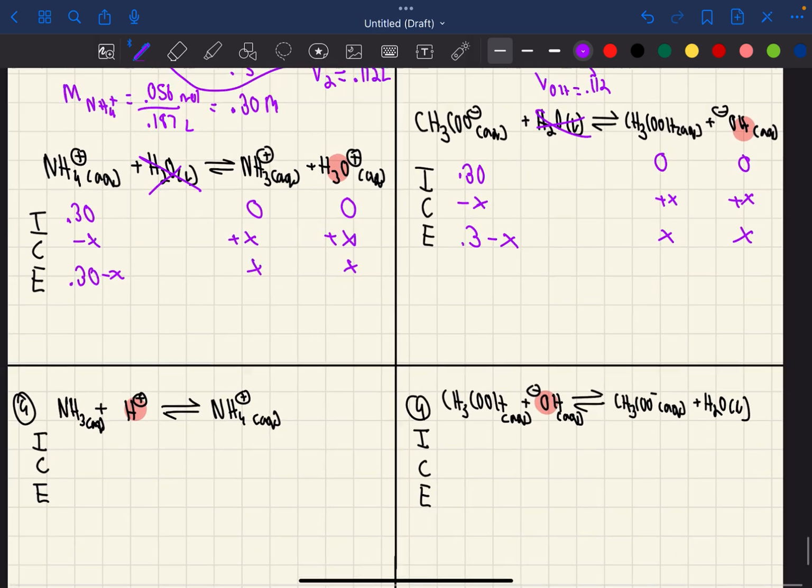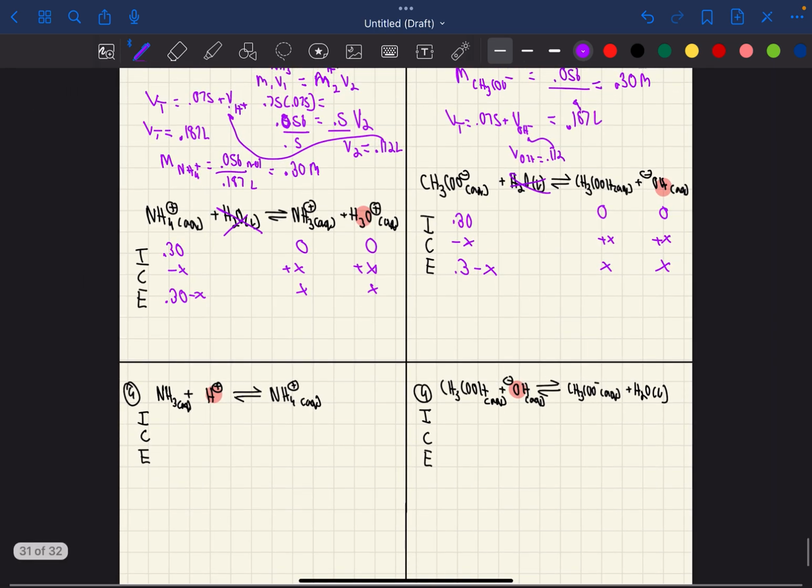Okay, so if this is what you have in equilibrium, what do you think you're going to do? Again, you're going to set up your Ka, right? You're going to set up your equilibrium constant. So you're going to have x squared over 0.3 minus x equals.